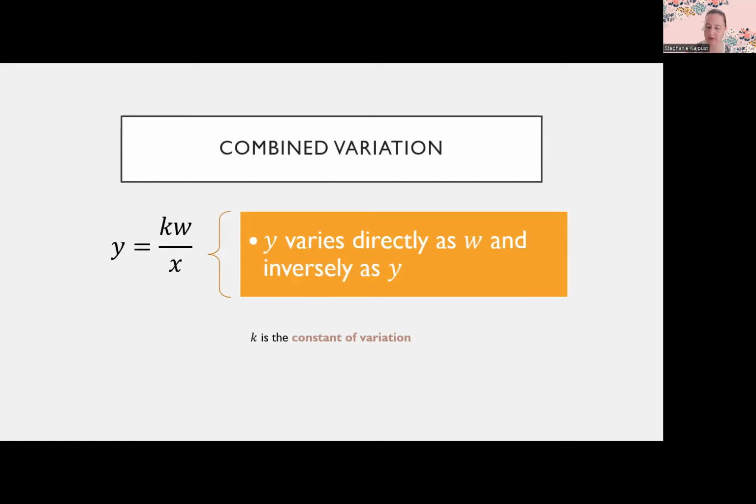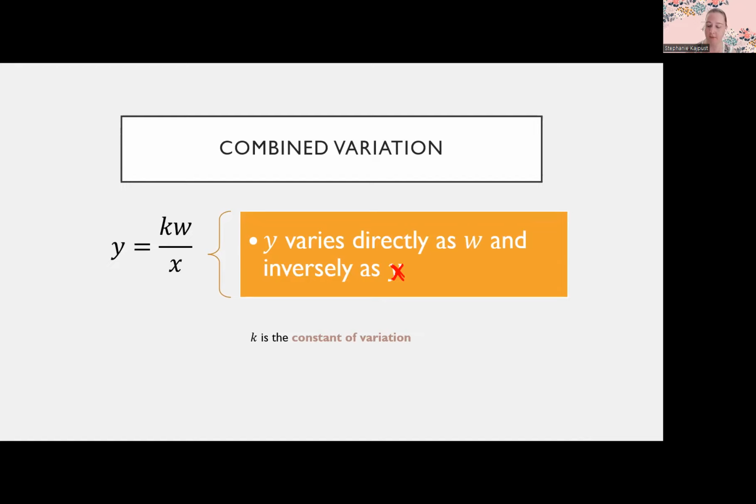And then combined variation is where you're doing both. You're multiplying and dividing. And so when you've got the word directly, that means you're multiplying. So if we have y varies directly as w, you're multiplying by w. And then it says inversely as x. So you're dividing by x. So you're looking for these words directly, inversely, to indicate whether you're multiplying or dividing.